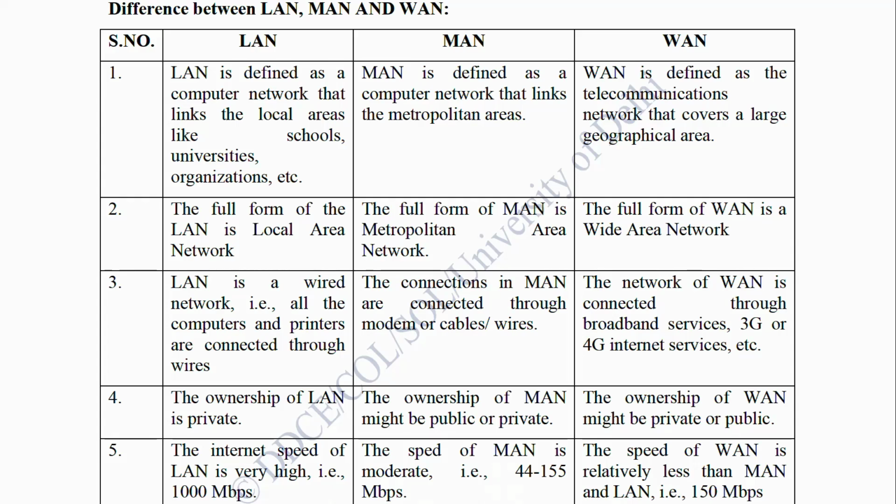Point 3. LAN is a wired network. All the computers and printers are connected through wires. The connections in MAN are connected through modem or cable wires. The network of WAN is connected through broadband services, 3G or 4G internet services. Point 4. The ownership of LAN is private. The ownership of MAN might be public or private. The ownership of WAN might be private or public.